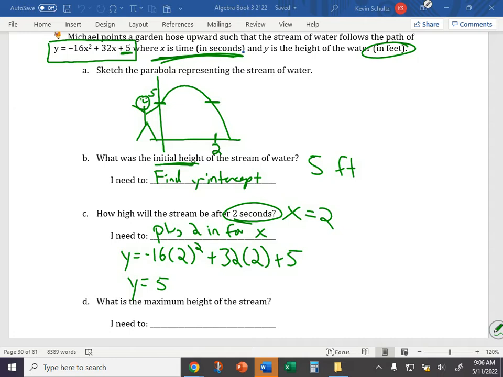Okay. Questions on that? Elliot. So now, to get the highest point, would we put it through the middle, and that would be 1? So letter D now says, what is the maximum height of the stream? What is that asking you to find? The vertex. Okay? And more so than that, which value of the vertex? The y value.